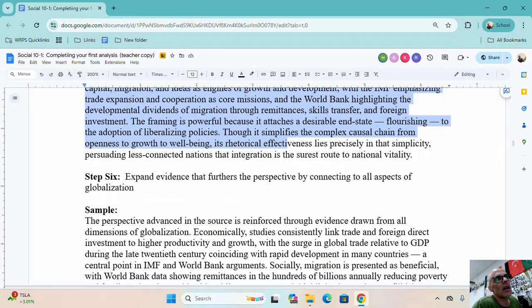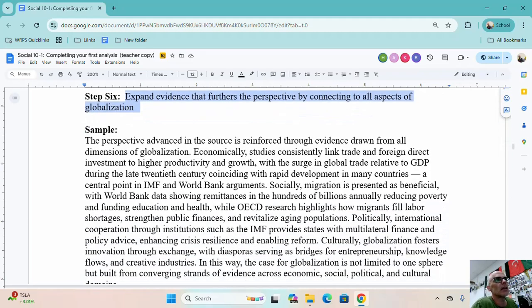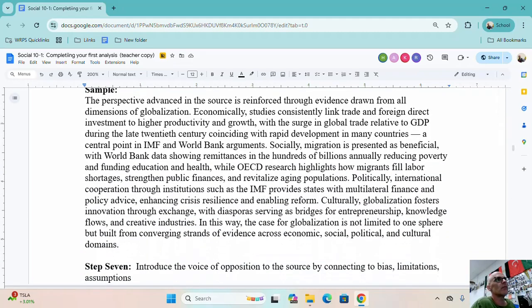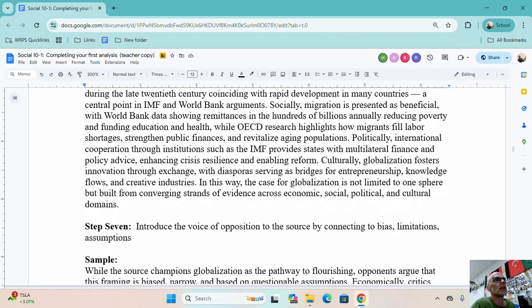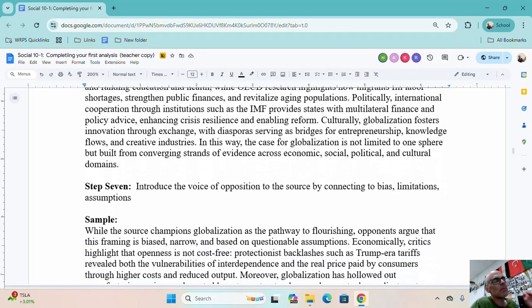And again, we've already talked about how we could expand the evidence or expand the perspective by providing evidence, right? And this is the purpose of this sample paragraph. And again, keep in mind that it would all be one paragraph, and that this is in much, much, much more depth than you would need.